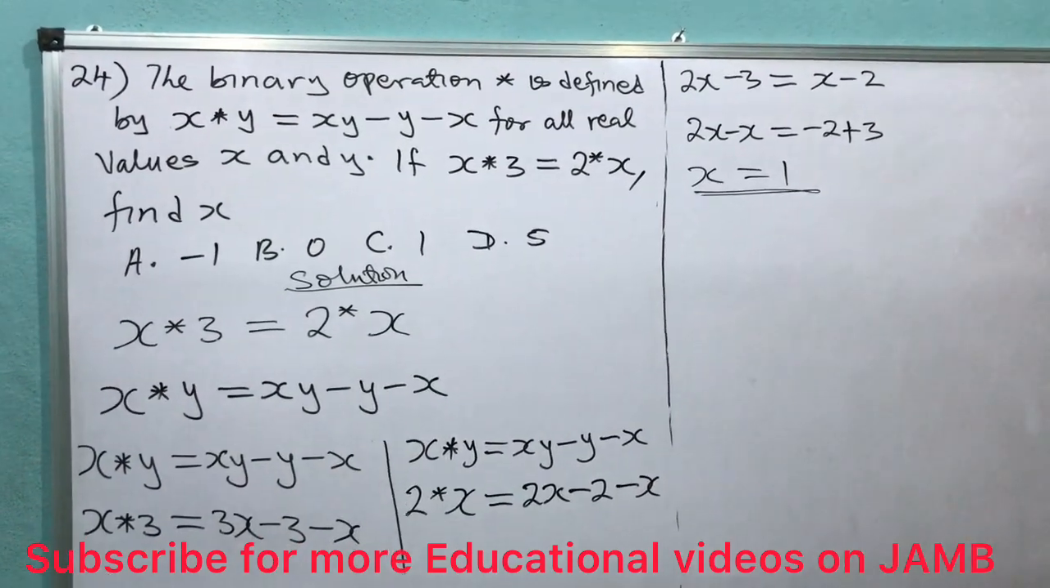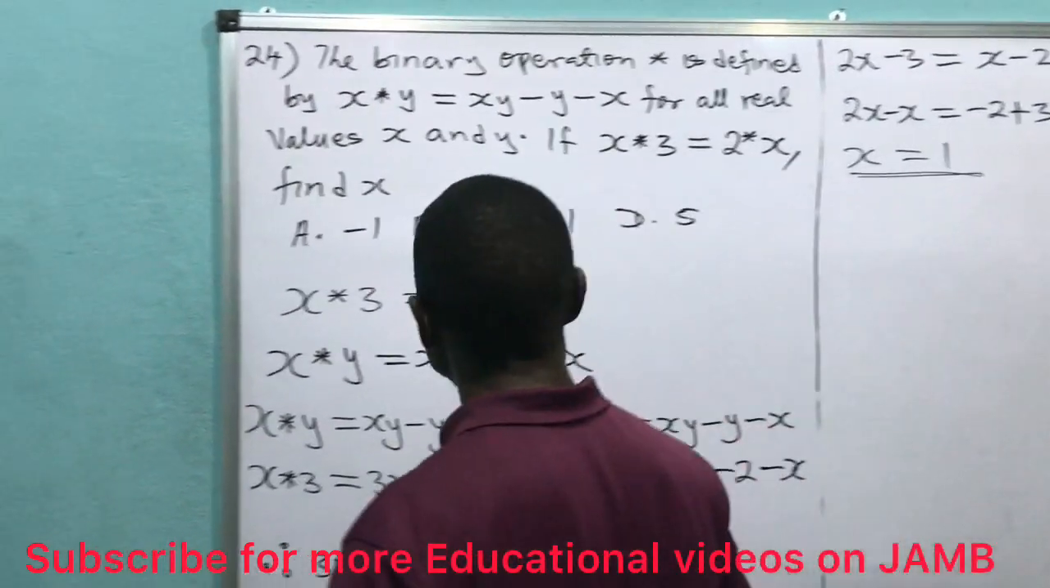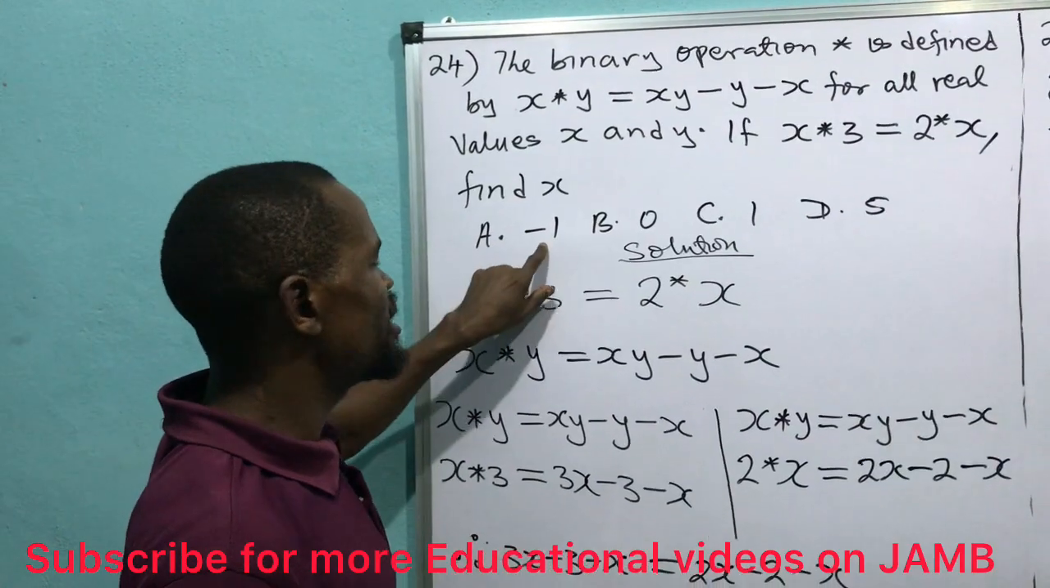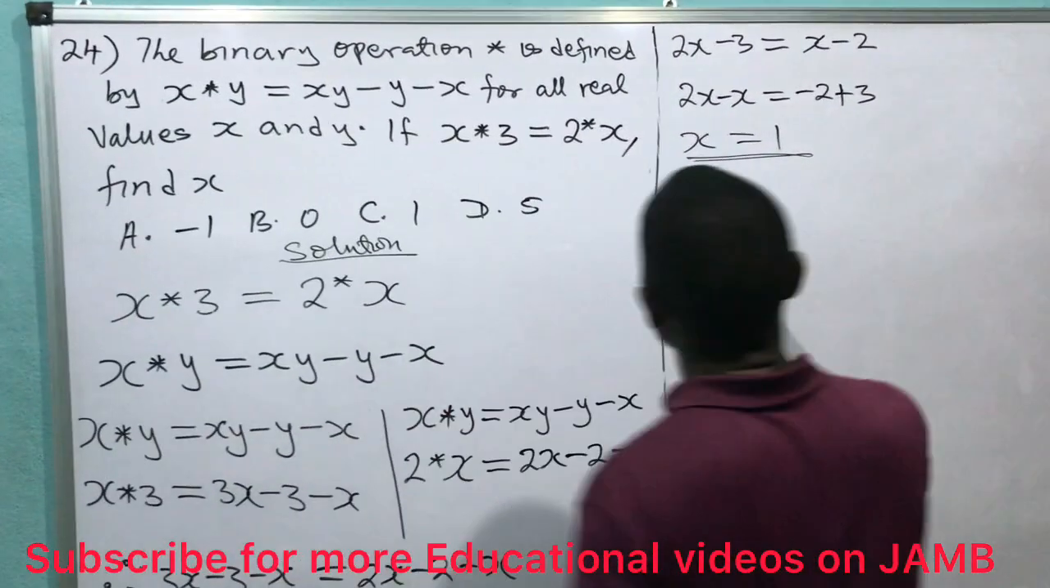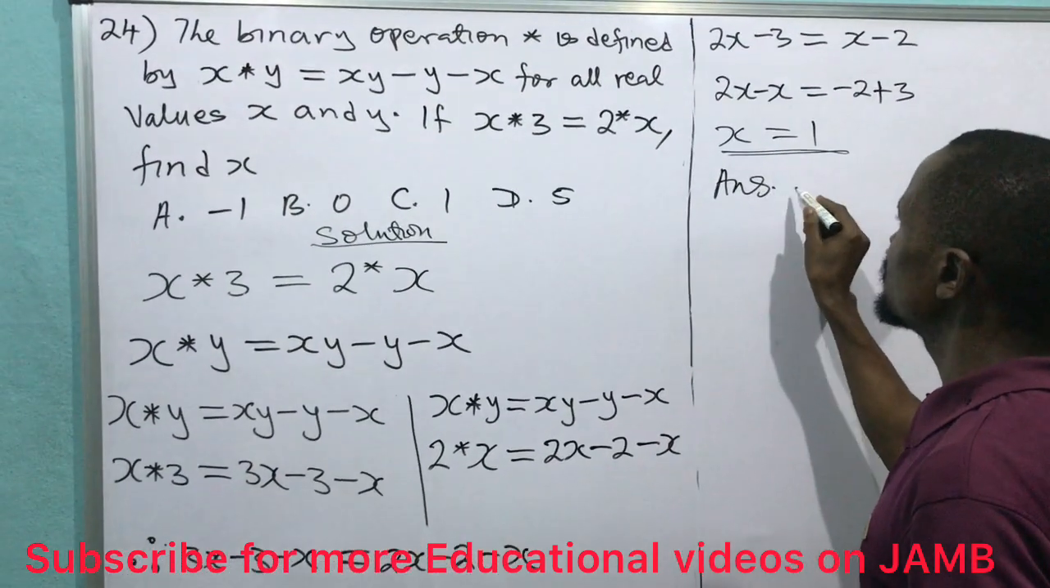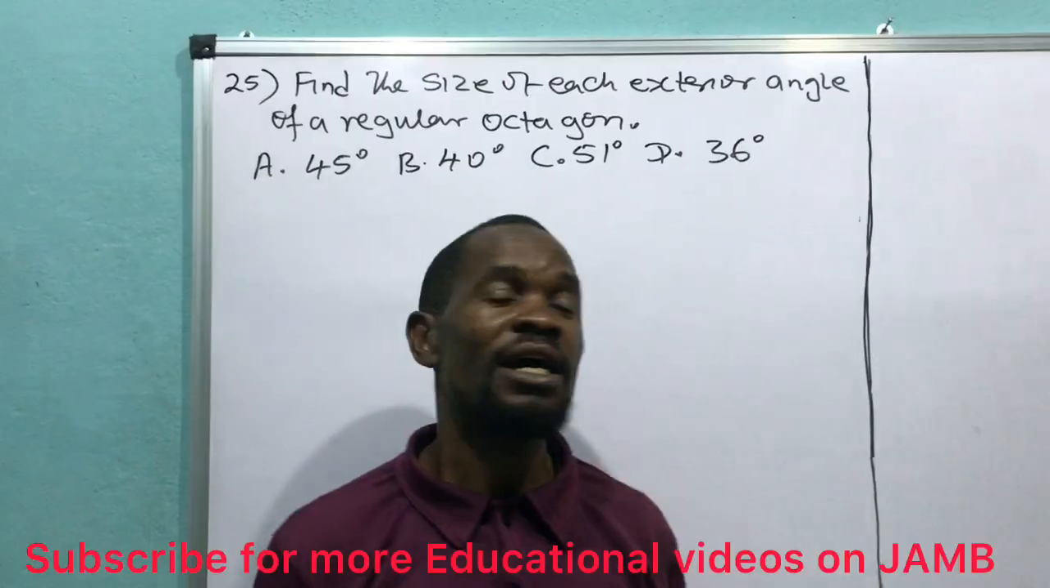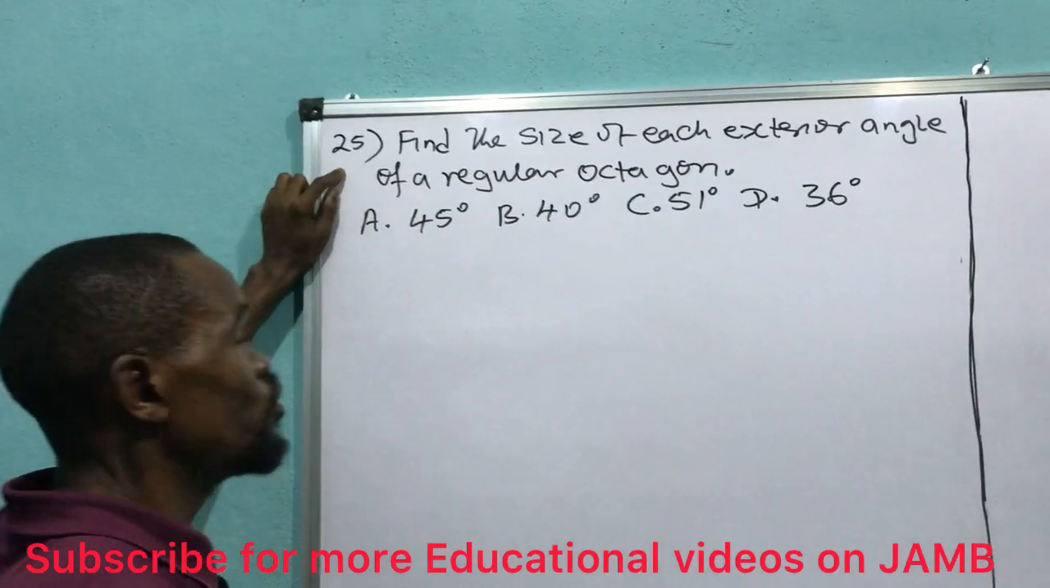That means x is equal to 1. Then the value of x, let's go to our options. Option A is not correct, option B is not correct, option C is correct. Therefore, I can say my answer is option C. That's question number 25.